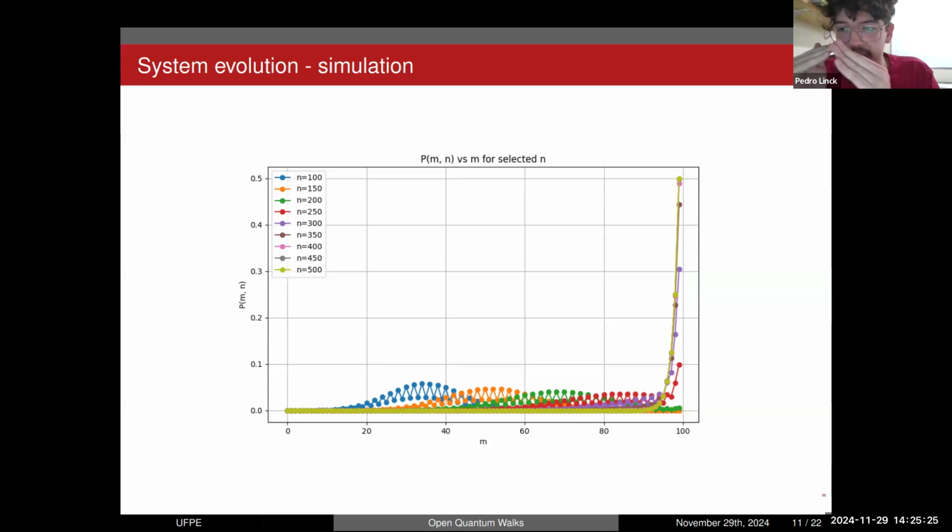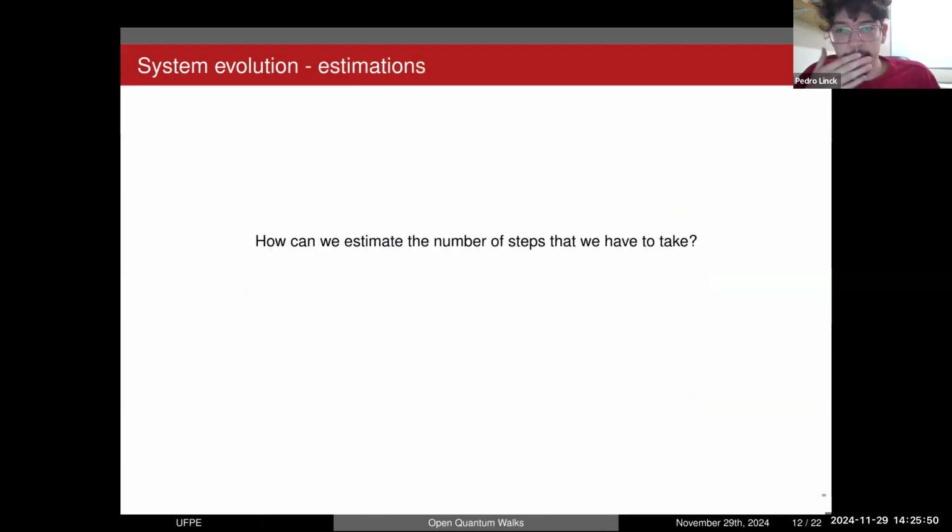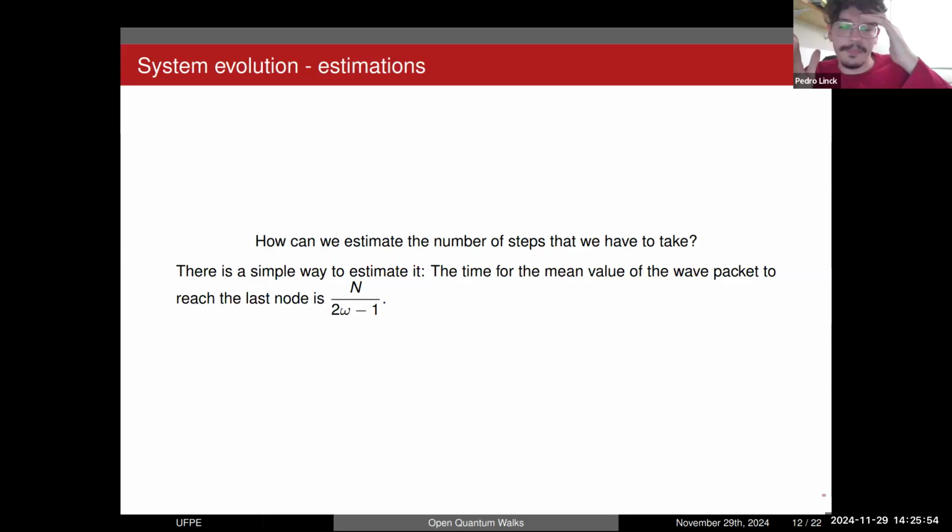As long as this Gaussian packet touches the boundary, it's basically exponential, okay? So it's very fast after the collision, the convergence, okay? So we have a way to estimate how many steps we have to take. Well, and how can we do this? There is a simple way.